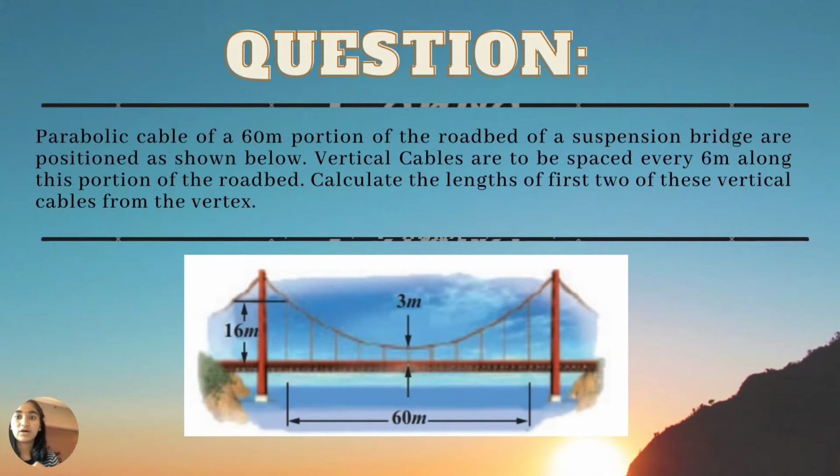Parabolic cables of a 60-meter portion of the roadbed of a suspension bridge are positioned as shown below. Vertical cables are spaced every 6 meters along this portion of the roadbed. Calculate the length of the first 2 of these vertical cables from the vertex. So we will see how to solve it.